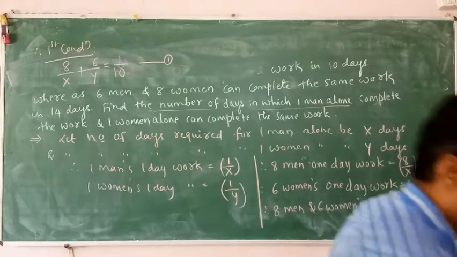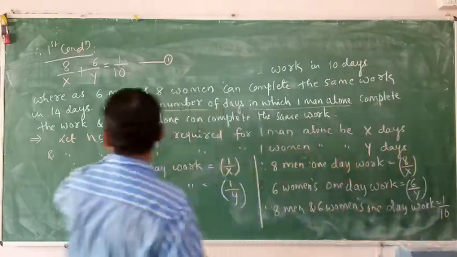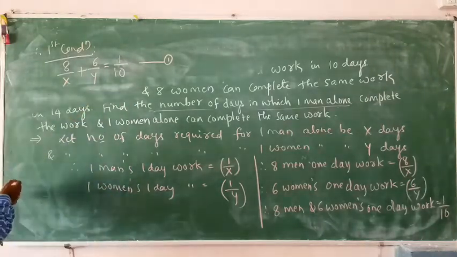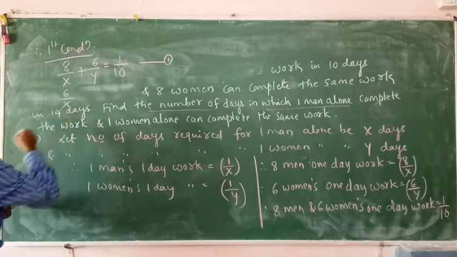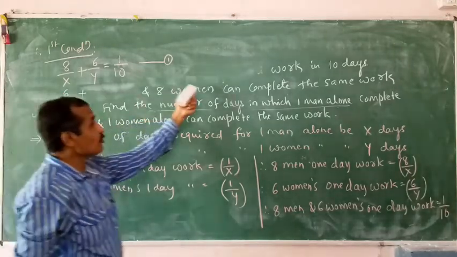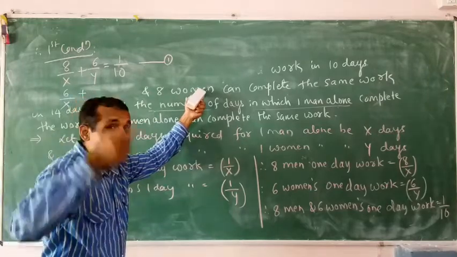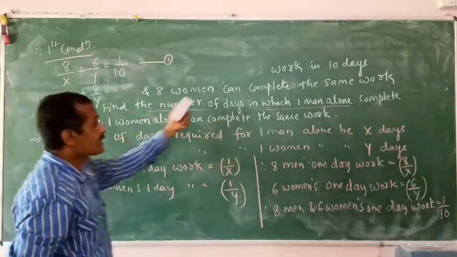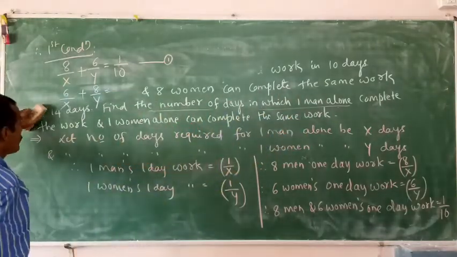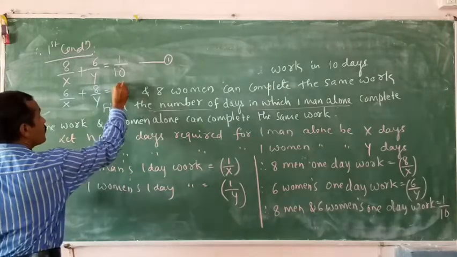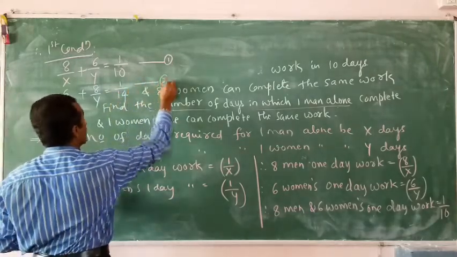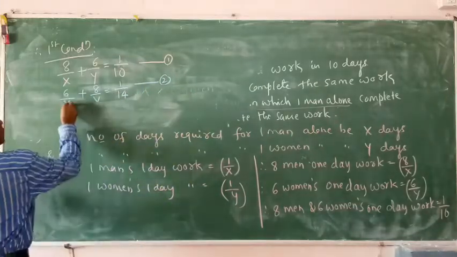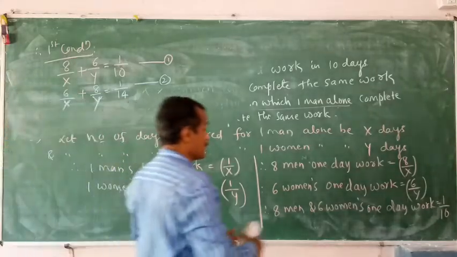Now the second equation. Come on, second equation. Whereas 6 men, I will write 6 by x plus 8 women, I am talking about their one day works, 8 by y is equal to, they complete the same work in 14 days. 14 days means what about the one day work? 1 by 14, equation number 2. These are very important equations that we watch.